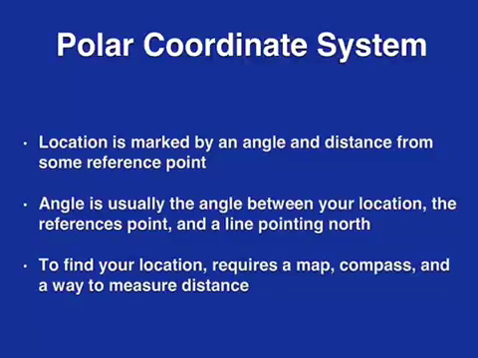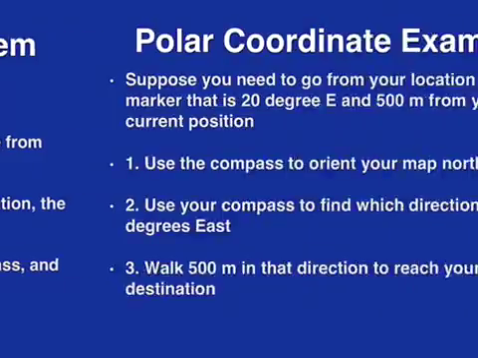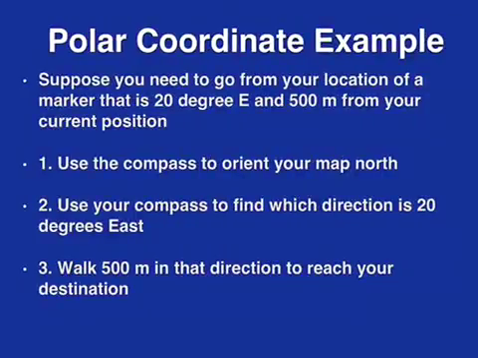A polar coordinate system is a location marked by an angle and a distance from some reference point. The angle is usually the angle between your location and the reference point and a line pointing north. In order to find your location, it requires a map, a compass, and a way to measure distance. Usually, this gets called, I believe, orienteering. And if you're a Boy Scout, I think you can earn some orienteering badge or something like that.